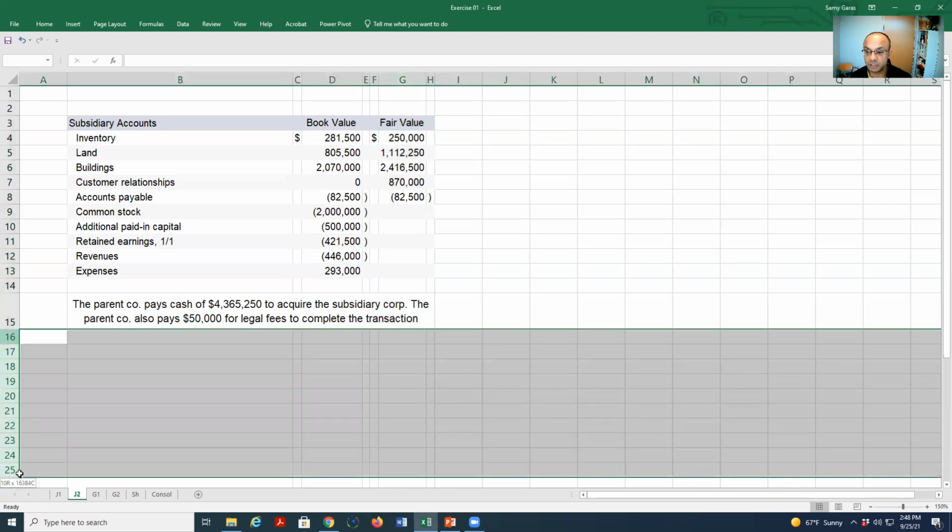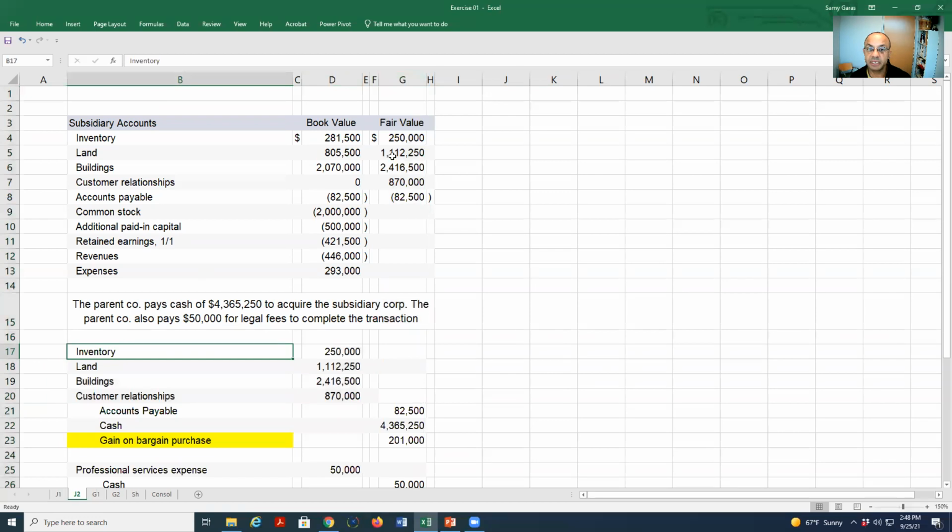So here is the journal entry where we debit inventory by the book value, then land by the fair value, building fair value, customer relation fair value, accounts payable fair value. But the company here did not issue any shares. So we forget about all the common stock, retained earnings, and other accounts of the subsidiary, and we take the net assets. What do we mean by net assets? Which is assets minus liabilities only.